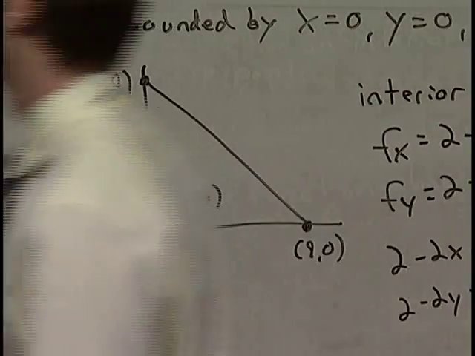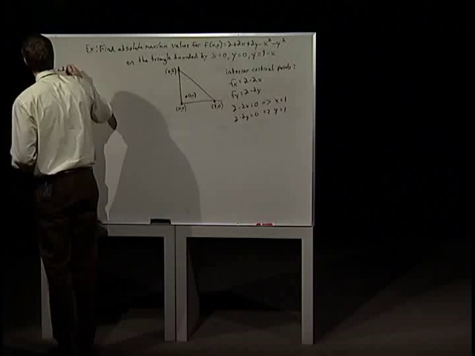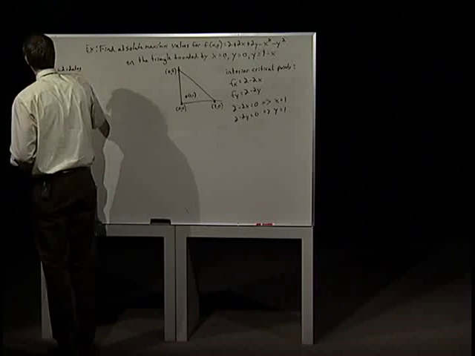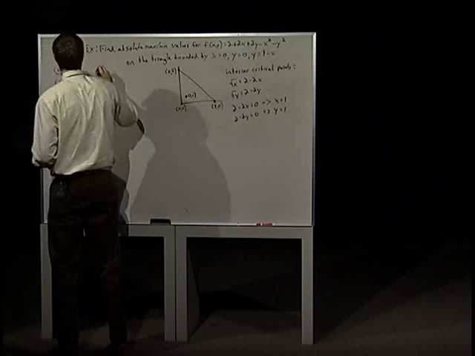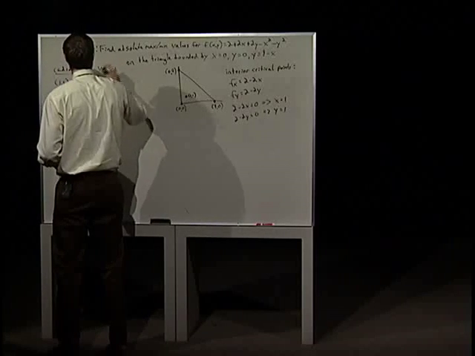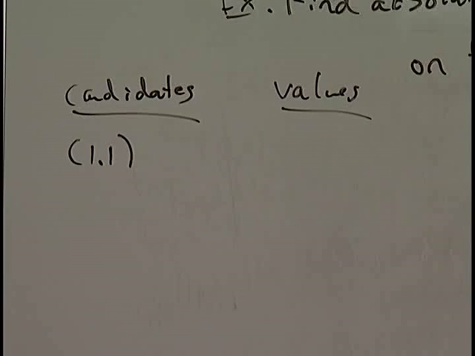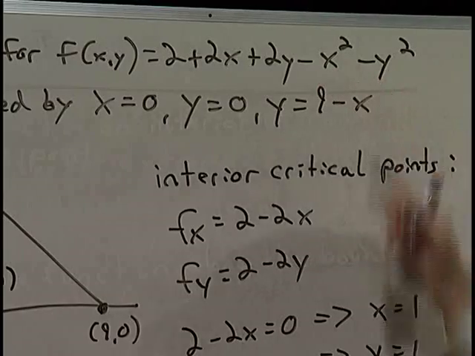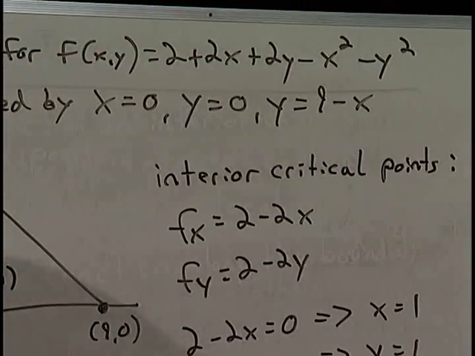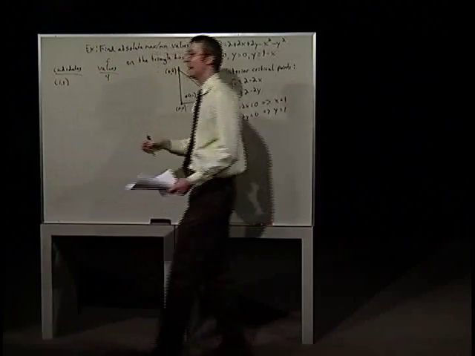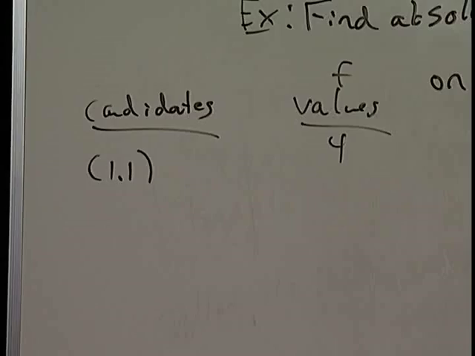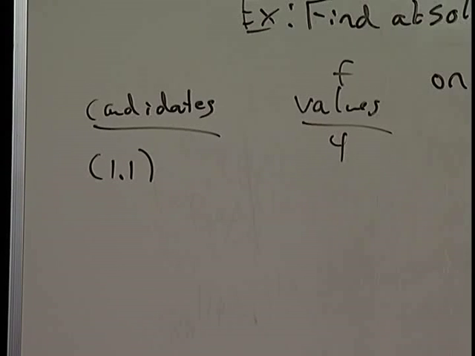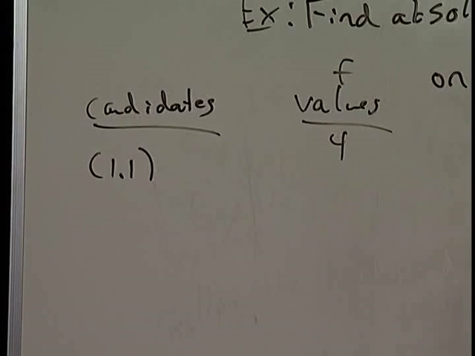So over here, I'll list the candidates. So the point 1, 1, and its function value. f of 1, 1, if I plug in 1 to this function, I get 2 plus 2 is 4, plus 2 is 6, minus 1 is 5, minus 1 is 4. So the f value is 4. That's the value of f at that point. And that's the only interior critical point that there is, 1, 1. Okay, the boundary points. So now boundary.